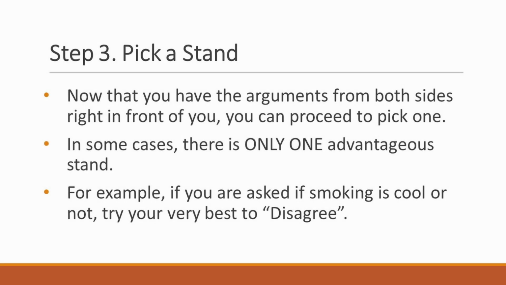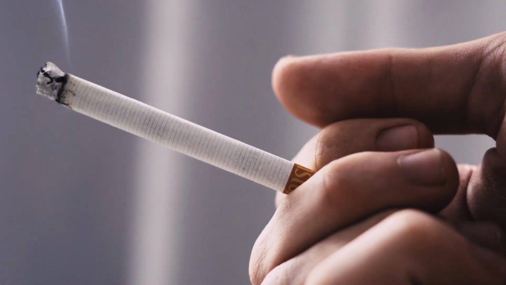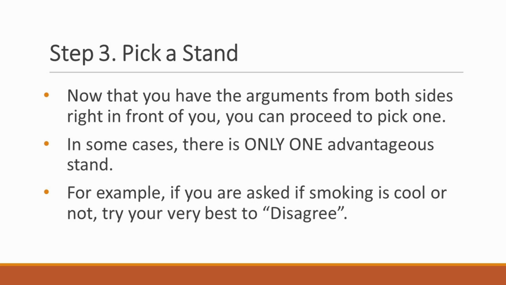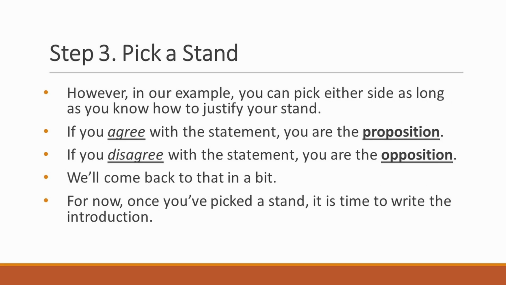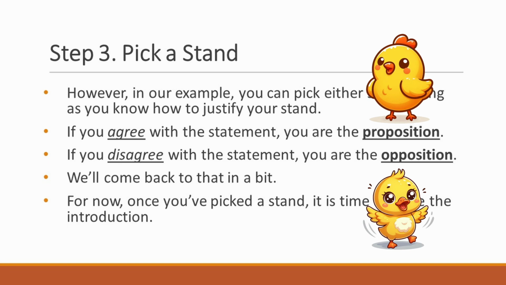Step 3. Pick a stand. Now that you have the arguments from both sides right in front of you, you can proceed to pick one. In some cases, there is only one advantageous stand. For example, if you are asked if smoking is cool or not, try your very best to disagree. However, in our example, you can pick either side as long as you know how to justify your stand. If you agree with the statement, you are the proposition. If you disagree with the statement, you are the opposition. We'll come back to that in a bit. For now, once you've picked a stand, it is time to write the introduction.